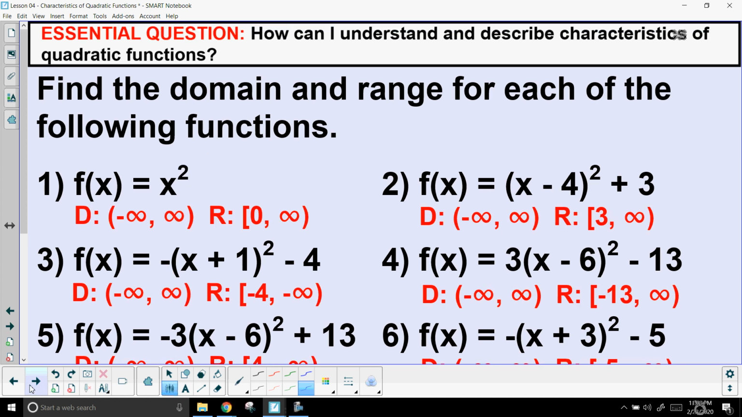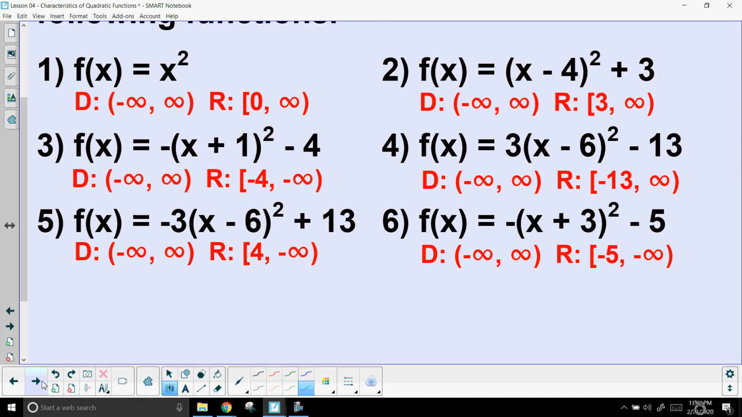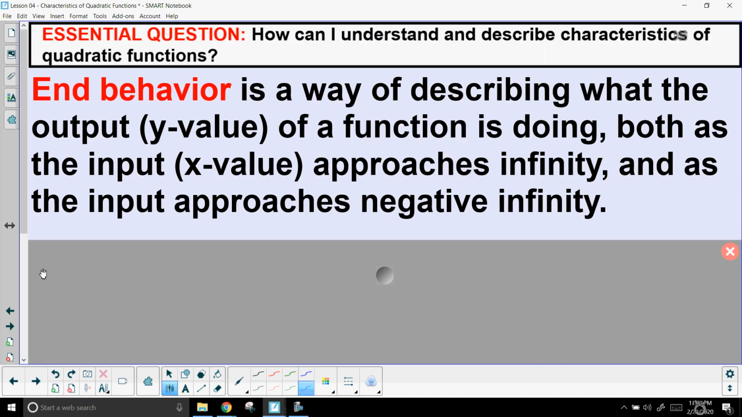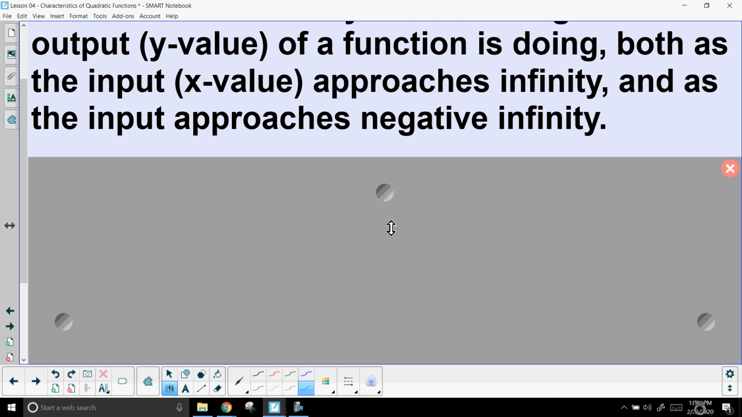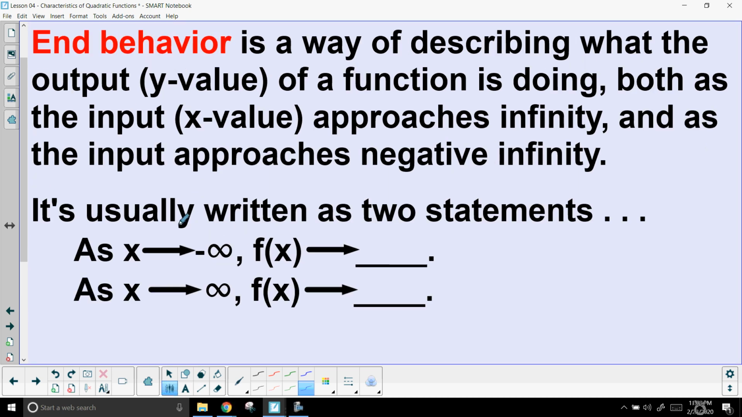In behavior, I think this is what I wanted to show you. Well, it's usually written as these two statements. As x approaches negative infinity, f of x approaches whatever, infinity, whatever. Again, your only options are going to be negative infinity or positive infinity. In this class, they're both going to be negative infinity, or they're both going to be positive infinity. If it opens up, this is if it opens down.